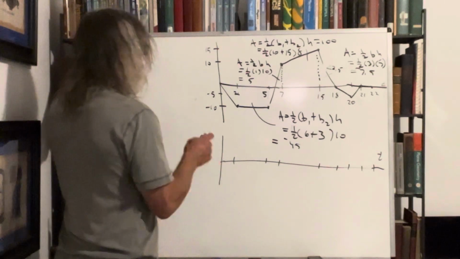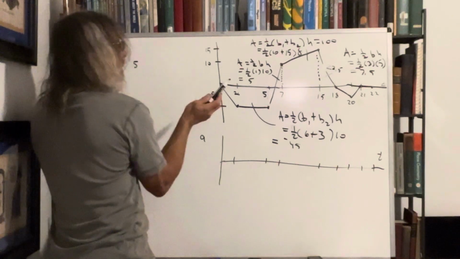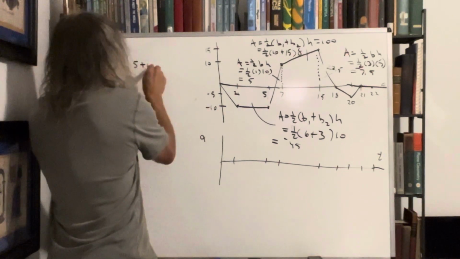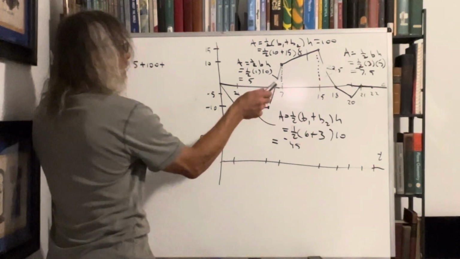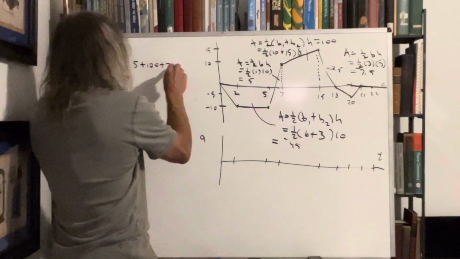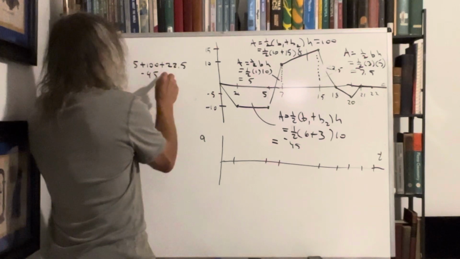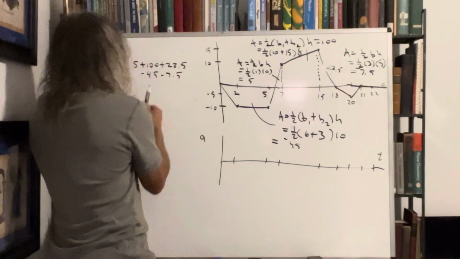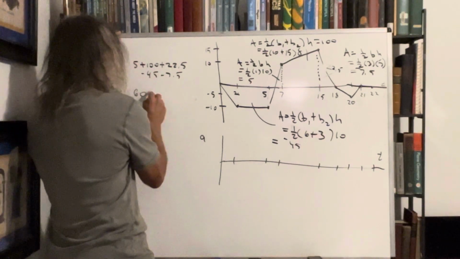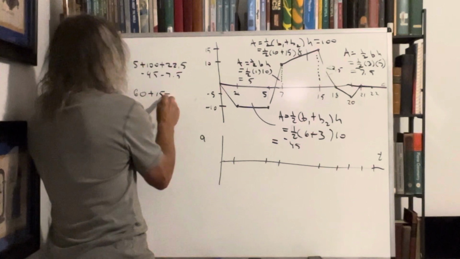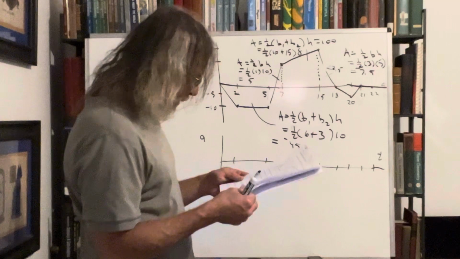And so we had 5 plus 100 plus 22.5 minus 45 minus 7.5. 105 minus 45 is 60. 22.5 minus 7.5 is 15. So total displacement is 75. So I can erase that.